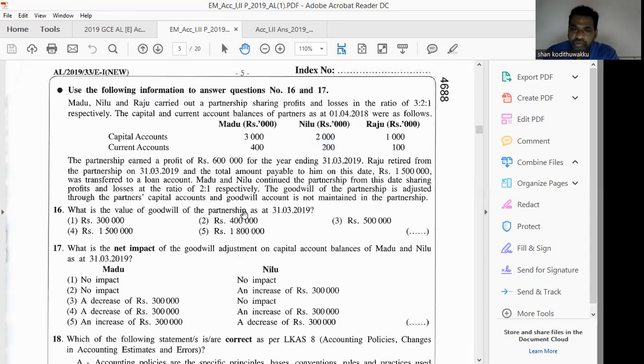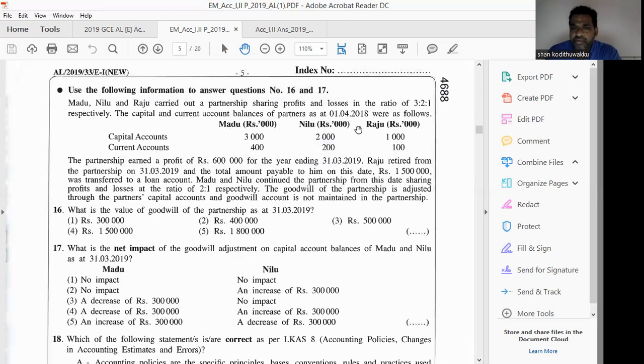Then when you divide 1800 by 3, for 1 share will be 600. Therefore, 600 we debit to Nilu's capital account. Then 1200 we have to debit to Madhu's capital account. Right. Then when you consider debiting 600 and crediting 600 in Nilu's capital account, the net effect will be 0.